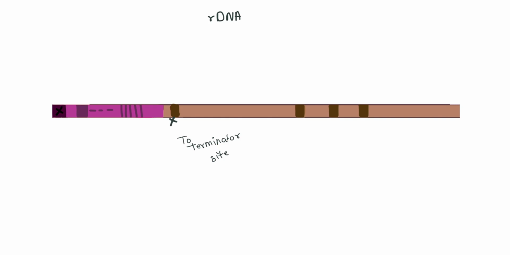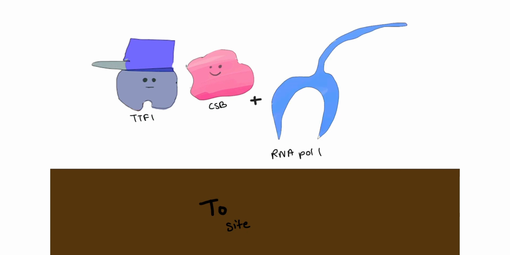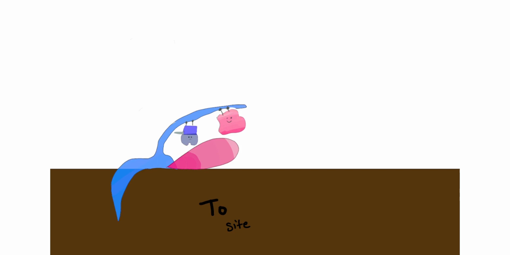If you look at this location more closely, you can see that it looks somewhat like this. And of course, there are the two components, TTF1 and CSB, that initiate the transcription. But along with TTF1 and CSB, there are other components involved. There is RNA polymerase 1, and there is a transcription factor 11H. Both of them, plus TTF1 and CSB, initiate transcription by binding together and attaching themselves to the T0 site.